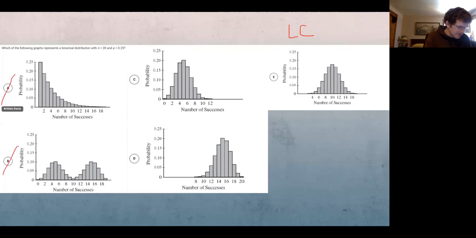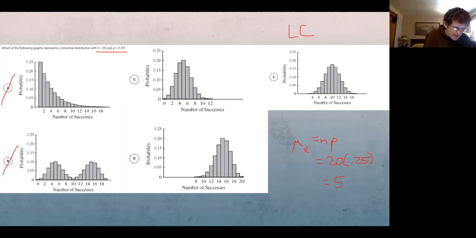Well, these two don't make any sense. This would be a good one for the geometric distribution, but we're not talking about a geometric distribution. So C, D, or E are the only possible answers, and we can figure out which one makes the most sense. If I know the sample size and the probability, then the mean of this is going to be where n times p is, and 20 times 0.25 is, I'll just write it in. So 20 divided by 4 basically is 5. I want to find one of these that is centered around 5.